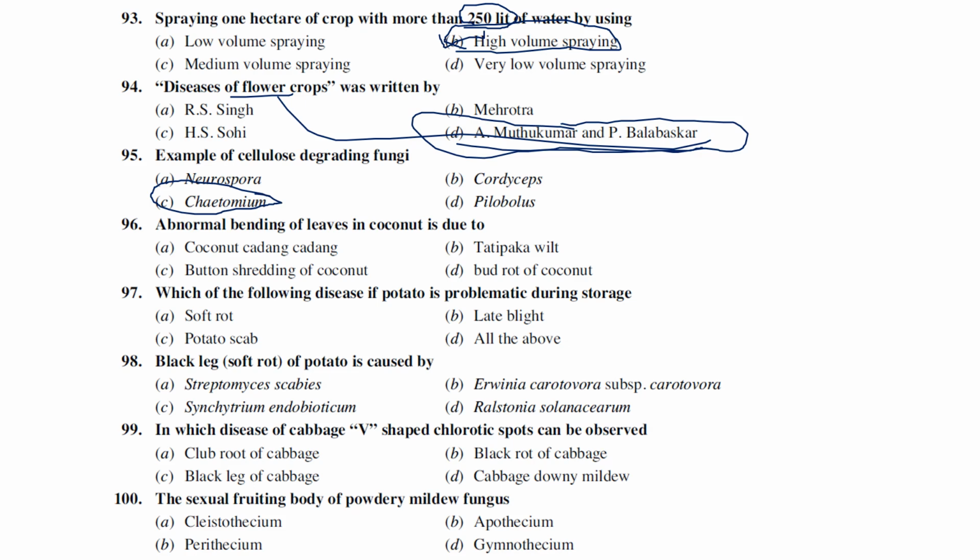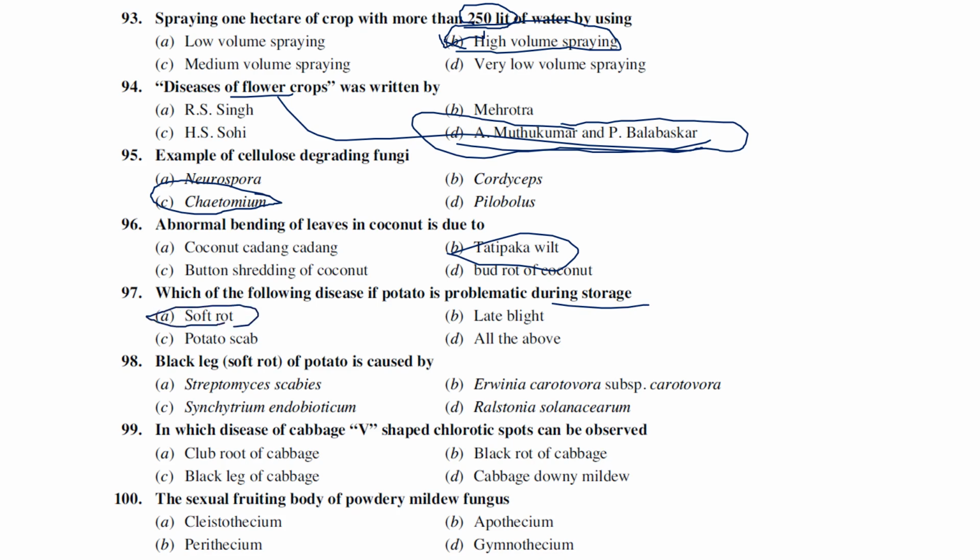Abnormal bending of leaves in coconut is mainly due to, very simple, Thanjavur wilt. Okay, which of the following diseases is a potato disease that is problematic during storage? They're asking during storage. Soft rot, late blight, potato scab, all the above. Generally it is soft rot. The name itself indicates soft rot.